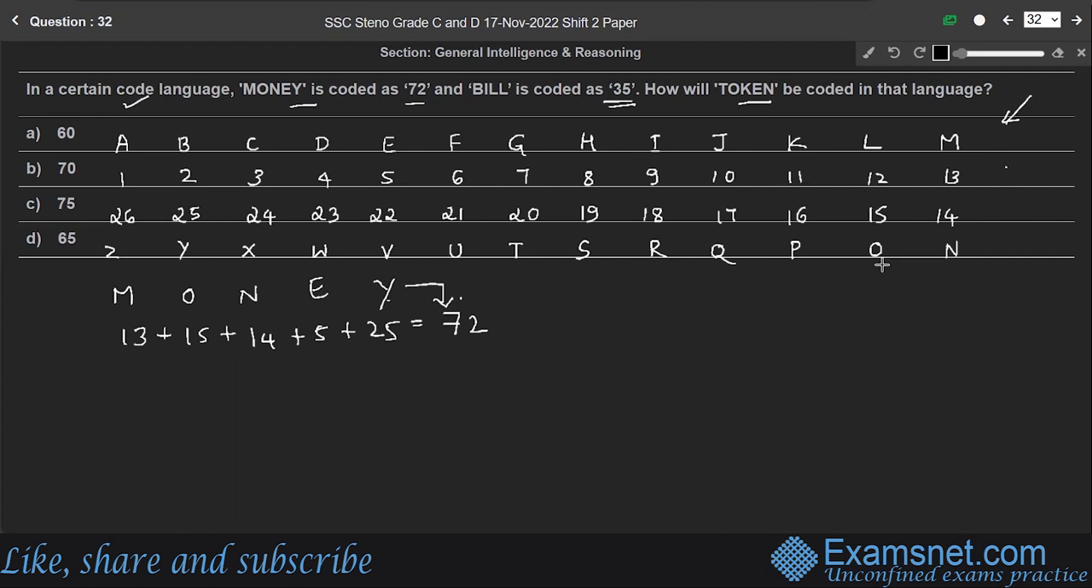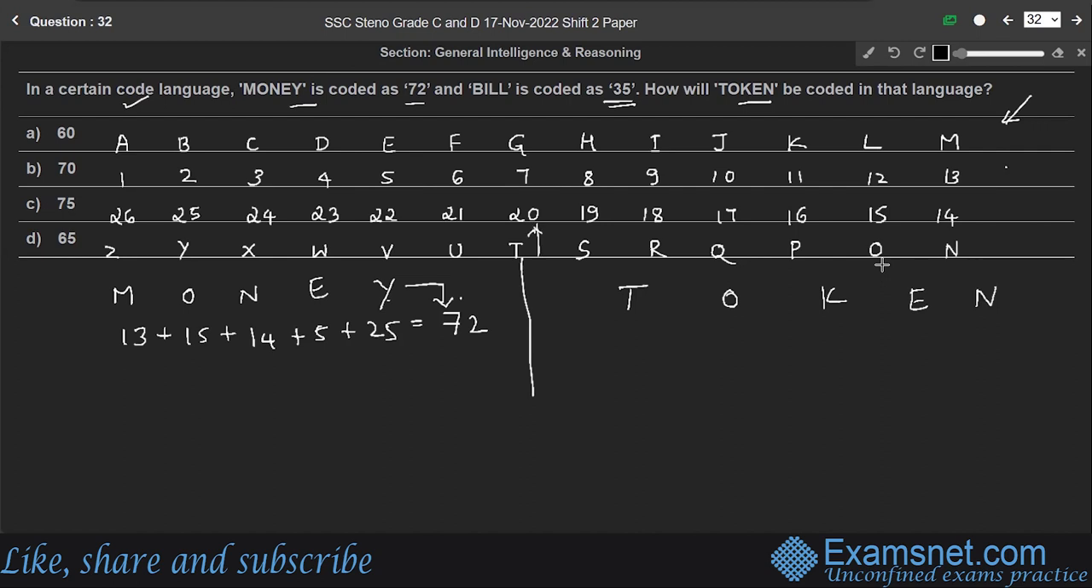Therefore, money is coded as 72. Similarly, bill is coded as 35. Just add the positional values, you will get the code, right? So we'll consider the word token and we'll write their positional values.